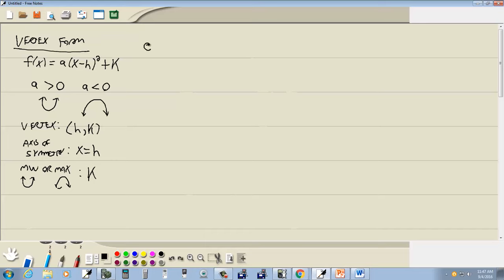So let's take a look at an example, and we'll find all the different pieces. We got f of x is equal to 3 times x minus 2 squared plus 4. Now, the important part is that you got x plus a number or x minus a number, squared. The other two numbers are optional, because if you don't have the a here, it's by default 1. And if you don't have the k over here, it's by default 0.